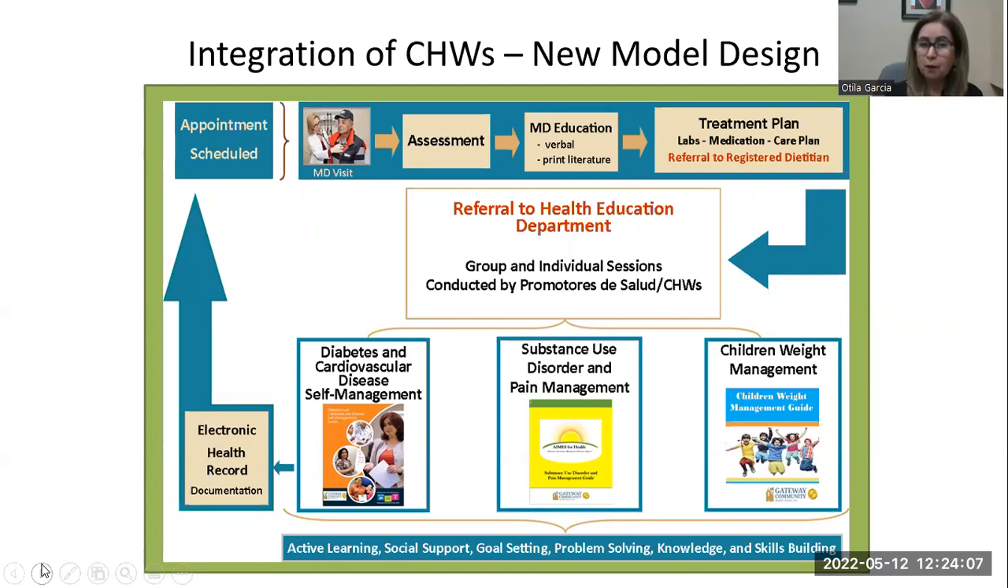And now the provider, we initiate with the same process. It's the appointment, the assessment, the education that sometimes the healthcare providers offer to the patient. But now, as part of the treatment plan, they also refer first to the registered dietitian, and Ms. Marisa Benavides, the dietitian, refers also to the health education department, depending on the patient's needs. It's mainly, unfortunately, diabetes and cardiovascular diseases or conditions, the reason why the dietitian is referring to our program.